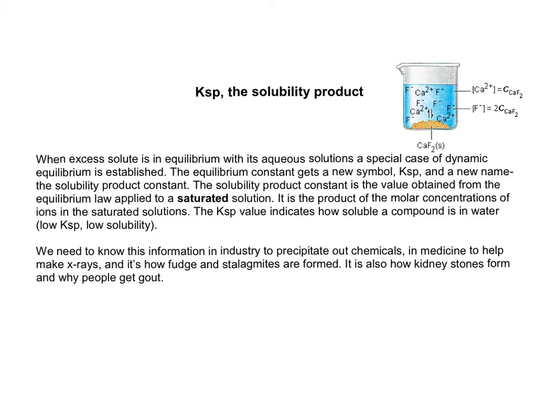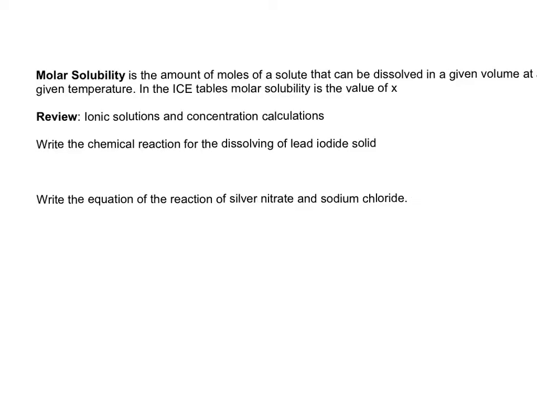We need to find this information in industry to precipitate out chemicals, in medicine to help make x-rays. It's how fudge and stalagmites are formed. It's also how kidney stones form and why people get gout. So molar solubility is the amount of moles of a solute that can be dissolved in a given volume at a given temperature. In the ICE tables, molar solubility is the value for x. Ionic solutions and concentration calculations need to be reviewed for this.